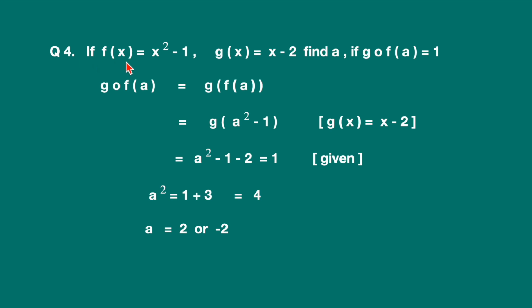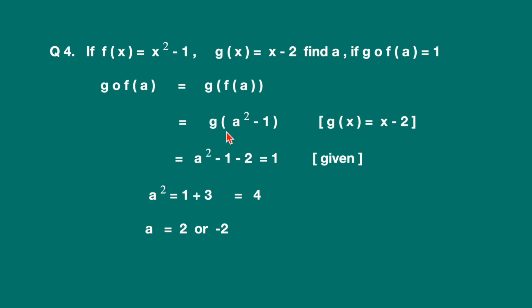Question 4. If f(x) is equal to x square minus 1, g(x) is equal to x minus 2, find a if gof(a) is equal to 1. So here let us now find gof(a). It is g of f(a). So f(a) we have to find. Here we can see f(x) is equal to x square minus 1. So f at a, you have to substitute x as a. So you will get a square minus 1.